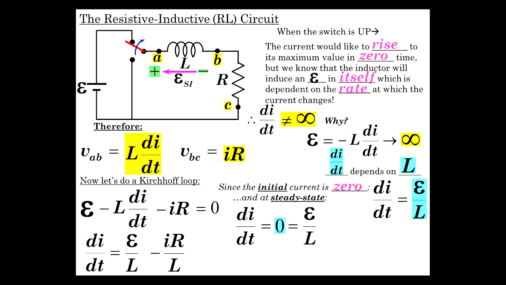So di/dt equals 0, which is equal to EMF over L minus IR over L. All right, well now we can multiply both sides by L. We have EMF is equal to IR. So I at steady state acts just like a regular resistive circuit, EMF over R.